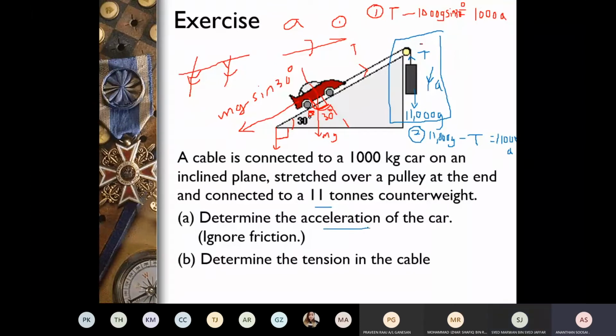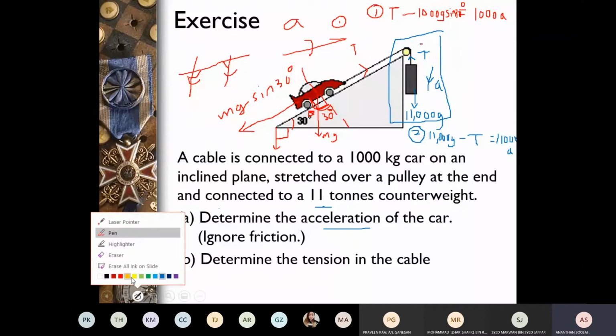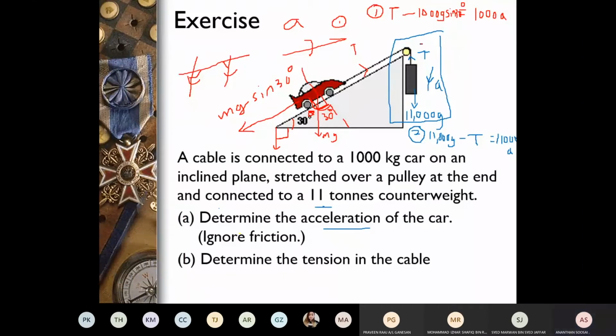Because for part A, they want just the acceleration, I think it makes sense for us to take the entire system. If you take the entire system, how is the equation going to look? Let's do the entire system. The entire system is we pack them together. So the force down is what? The 11,000 G, the force pulling it down. Which force is opposing? The mg sin 30 is opposing.